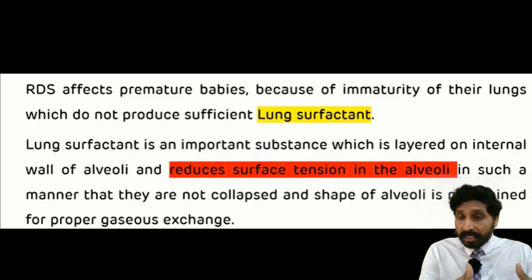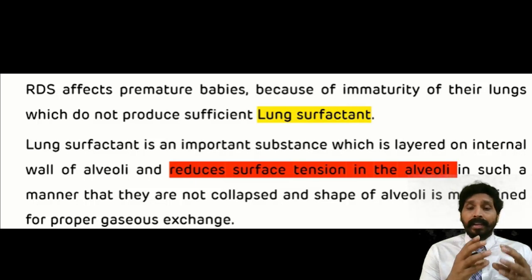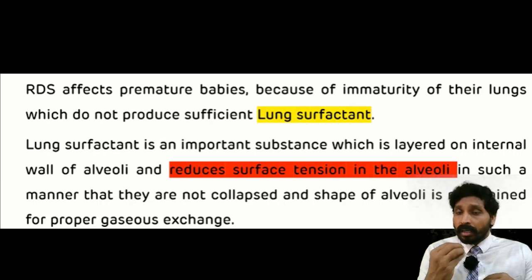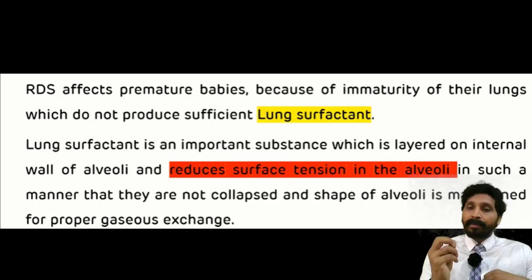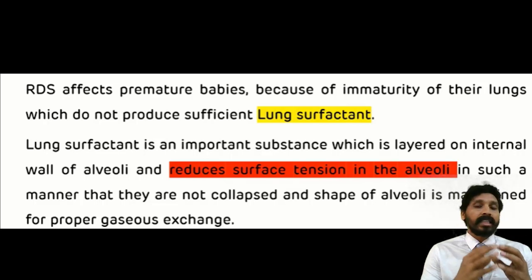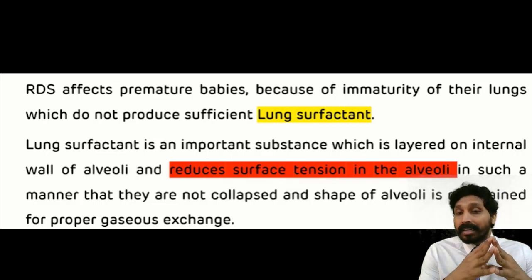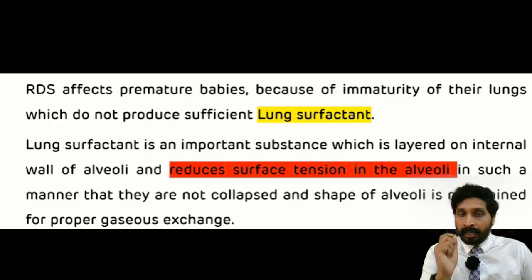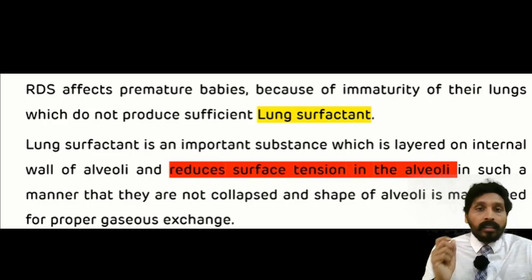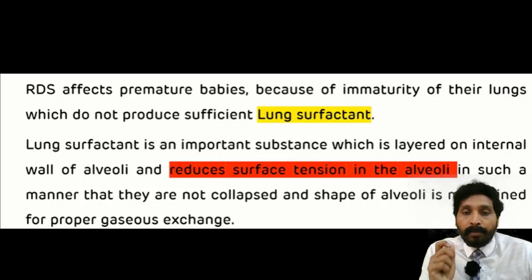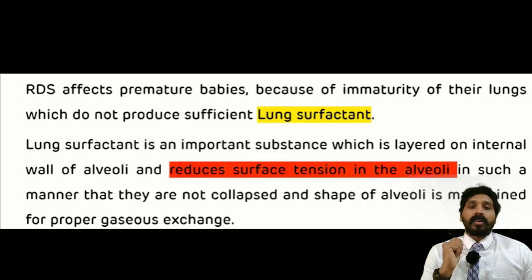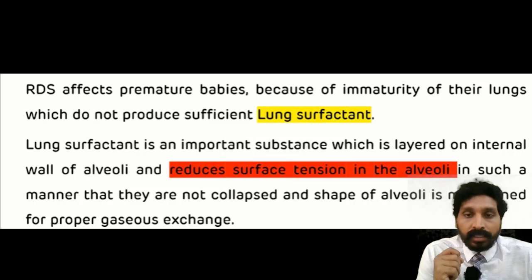The lungs are also one of the vital organs which help in breathing, right? So because of the immaturity of the lungs, in RDS there is an immaturity of the lungs, which don't produce sufficient lung surfactant. So again the key point here, lung surfactant. The lung surfactant here is dipalmityl lecithin. Remember.